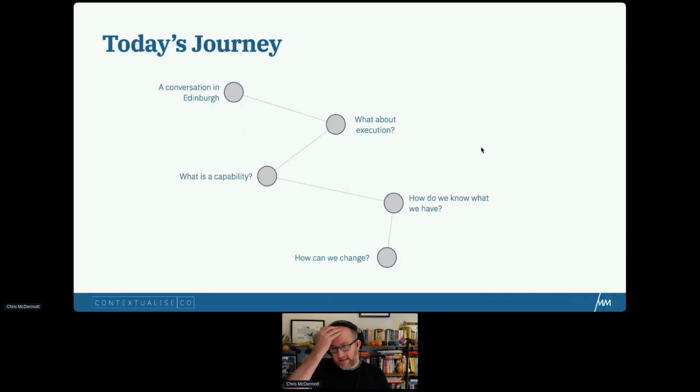The journey I'm going to take you on starts with a conversation in Edinburgh, funnily enough, at Lean Agile Scotland, where I ask a question about execution. What is it about execution? We'll talk a little bit about what capability is, then about how we know what we have, and then round out with how we can change the capabilities.